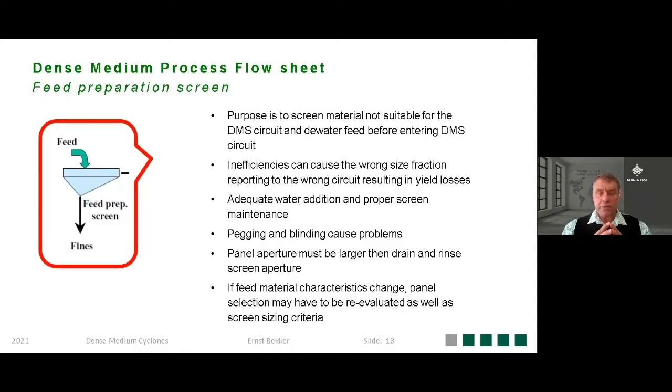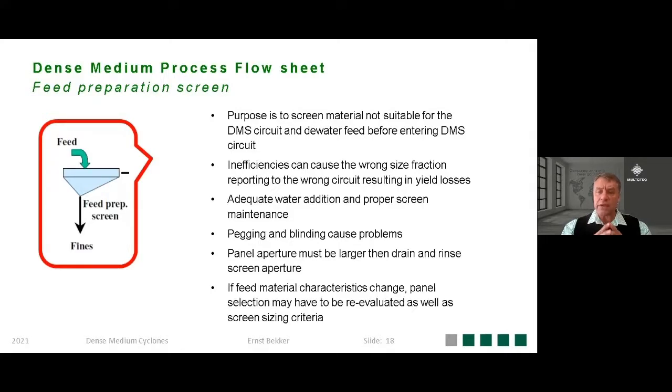Adequate water addition is required on a feed preparation screen, as well as proper screen maintenance. People sometimes neglect that. Pegging and blinding of the screen panels can be a problem. Your panel aperture must be larger than your drain and rinse screen. It sounds maybe quite basic, common sense, but you'll be surprised. Sometimes this does not happen, and maybe later we'll discuss an example where this occurred.